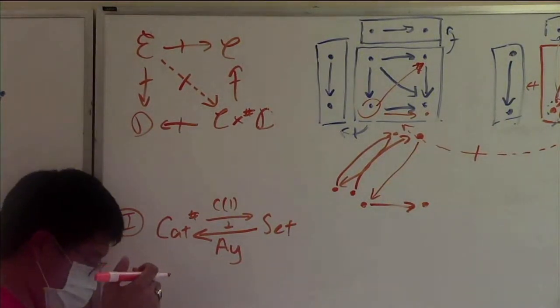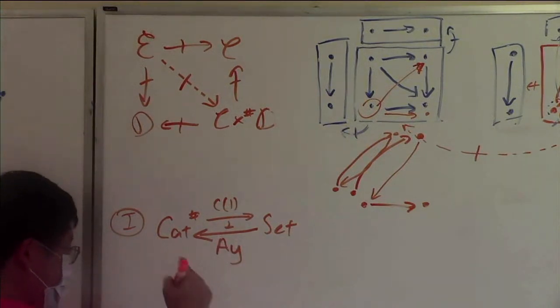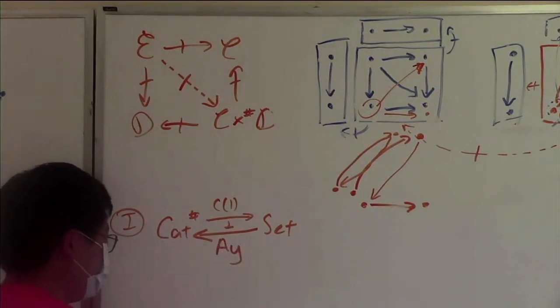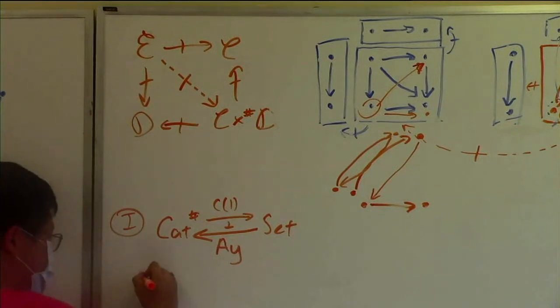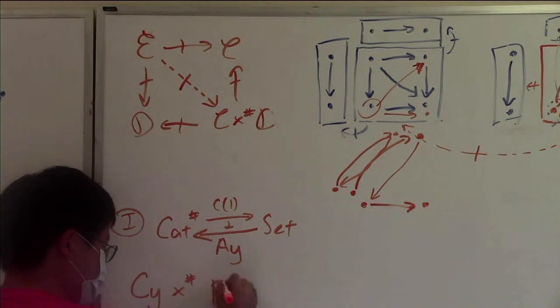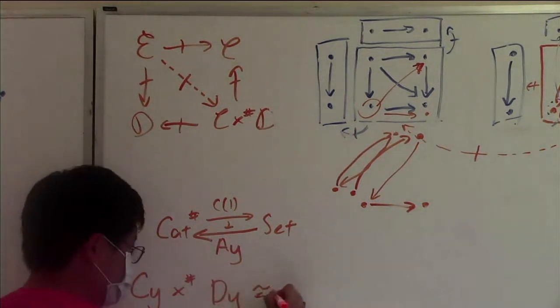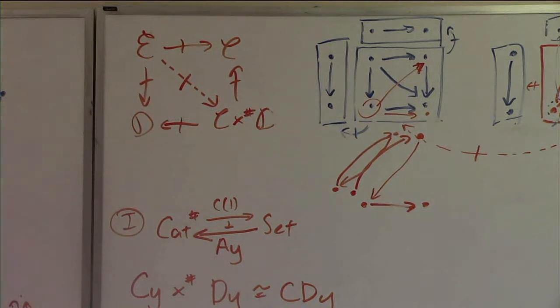And so, because this is a little bit of a roundabout way of saying it, because this is a right adjoint, you can see right away that the product of discrete categories Cy times Dy in Cat sharp is just C×D discrete, because right adjoints preserve products. I'm going to be using this at least 2 more times.